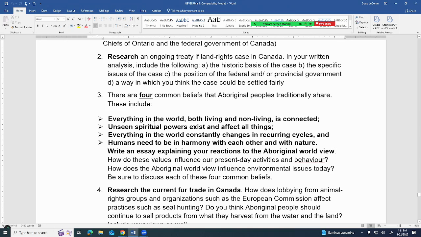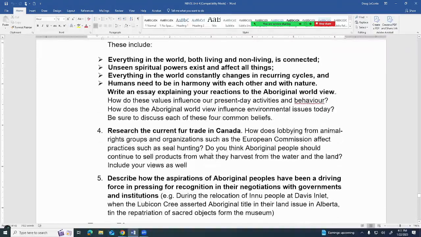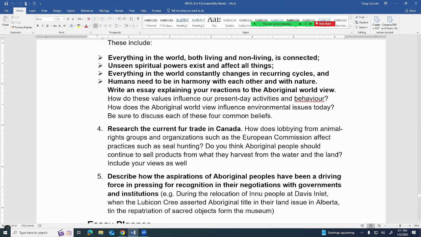So these were traditional or seen as traditional common beliefs that were shared by Aboriginal peoples. So, how do these values influence our present day activities and behavior? How does the Aboriginal worldview influence environmental issues today? Be sure to discuss each of these four common beliefs.